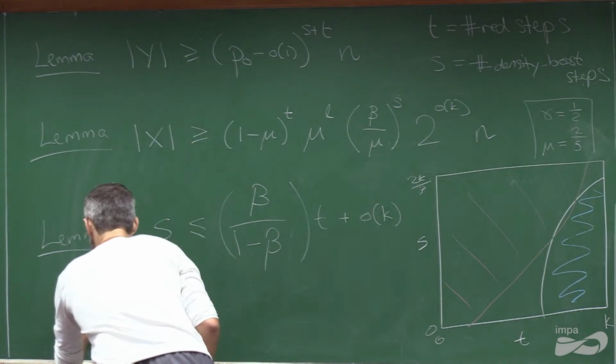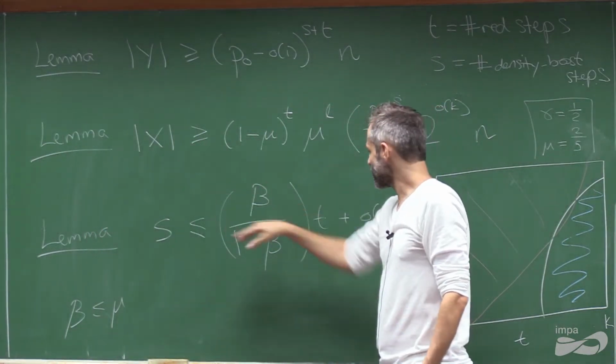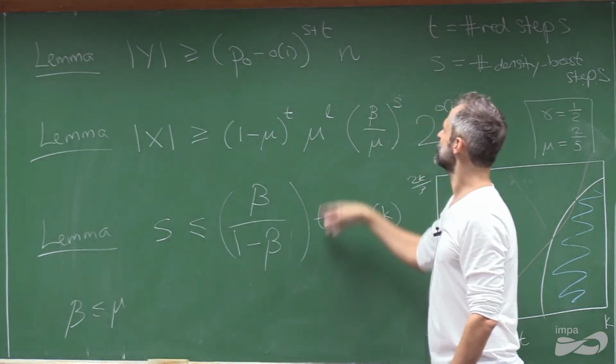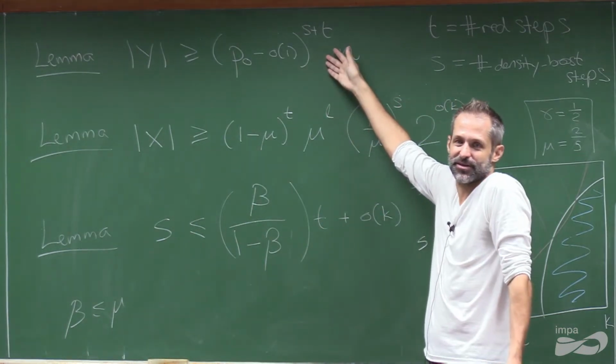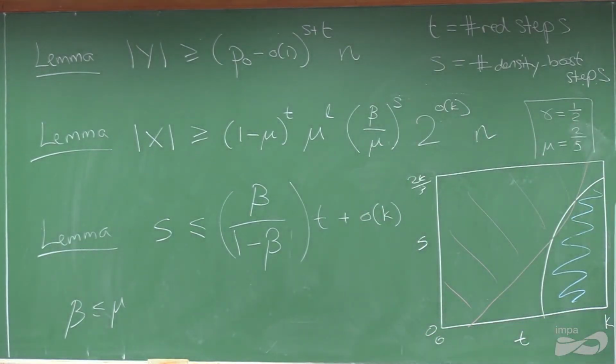And the beta is at most mu. So if mu is a half, beta could be a half, s could be as big as t, and then you just lost everything, right? A half to the 2k is the end of the world, right? So you need to take mu a bit smaller than a half.